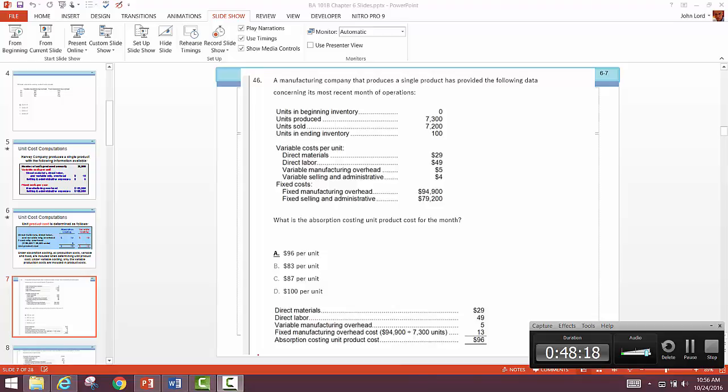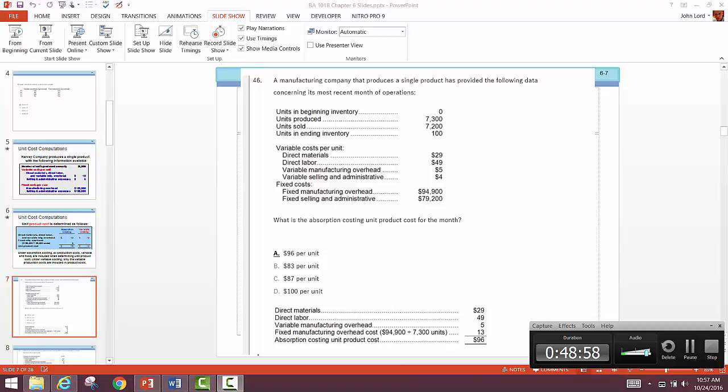We're going to credit the finished goods for what we actually sold. So into our cost of goods sold now is going to be what? $96 per unit times 7,200 gives me what? 691,200. Okay, so if I have 691,200 going to my cost of goods sold, that leaves me a balance here of 9,600.